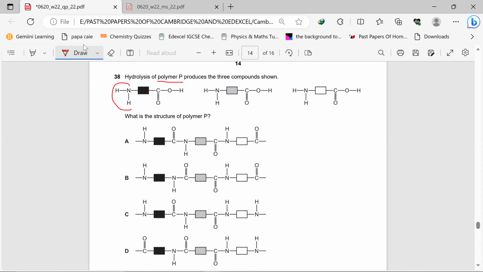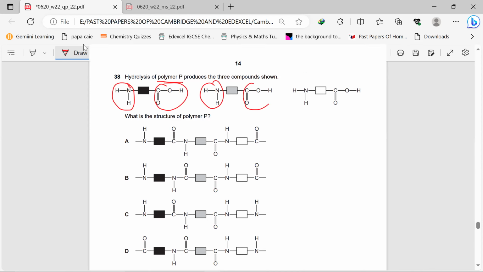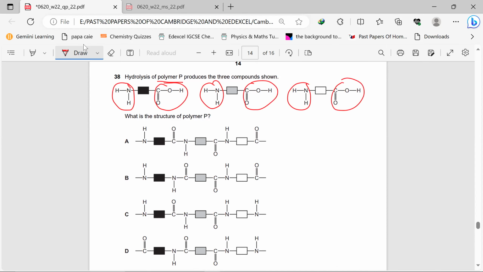This is an amine, and this is a carboxylic acid. So amine, carboxylic acid, amine, carboxylic acid. So all of them are amine and carboxylic acid. Varying, these blocks are CH2. They have different numbers of CH2, maybe 4 CH2 and 6 CH2 and 8 CH2, maybe. But all of these blocks are basically amino acids, which are the building blocks of proteins.